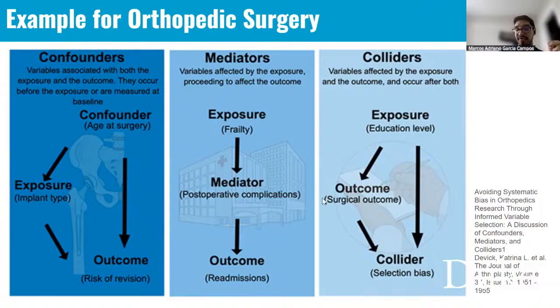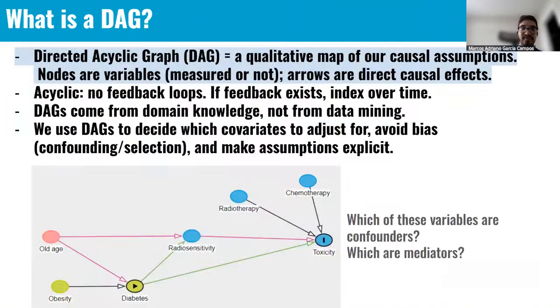In the surgical outcomes, the patients who survive will be better selected for the studies. And this is a collider also. So the exposure causes the outcome, and the outcome causes the collider. A collider is an event that sometimes happens after the outcome. And because of this, I don't need to adjust in the analysis.